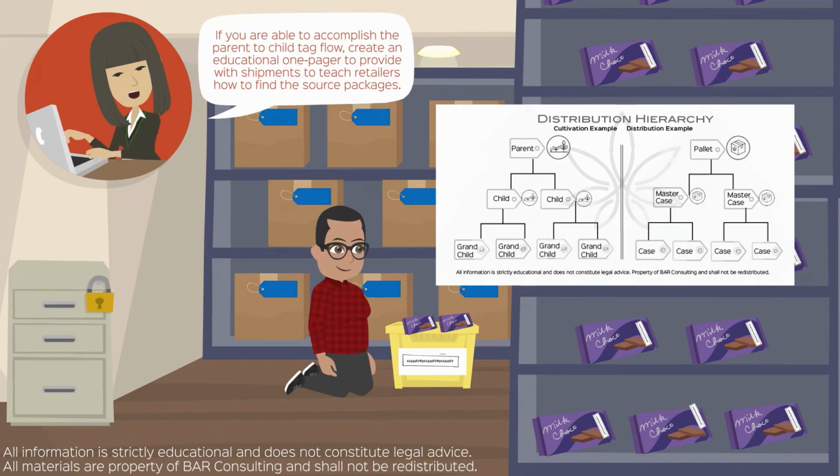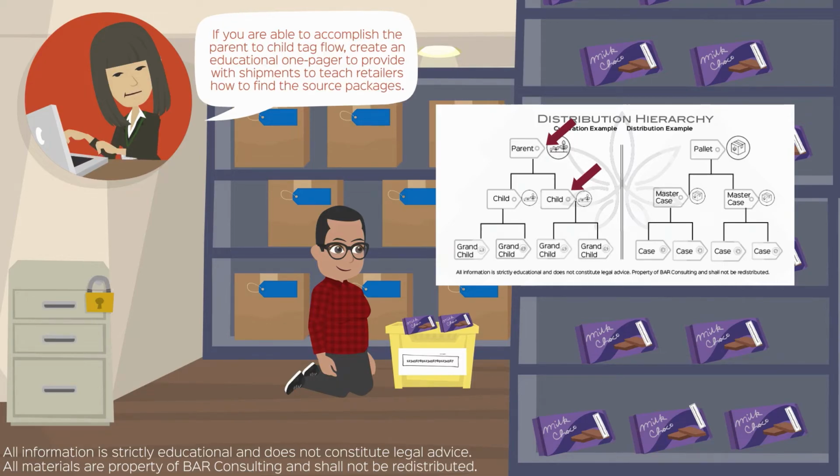If you're able to accomplish the parent to child tag flow, create an educational one-pager to provide with shipments to teach retailers how to find the source packages, the tested Metrc UID, and to show this is still compliant. RMCC can help you with this.